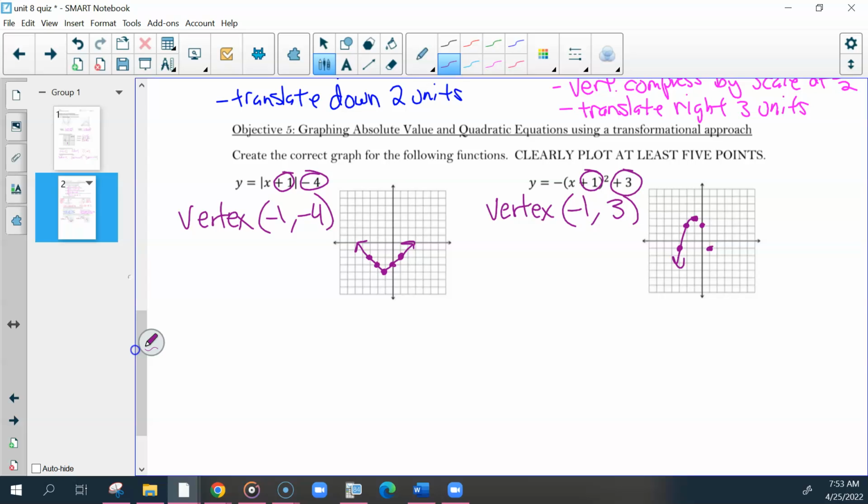And it should look something like this. Some of you went past that, and that was fine. You only needed 5. What questions do we have on that section?